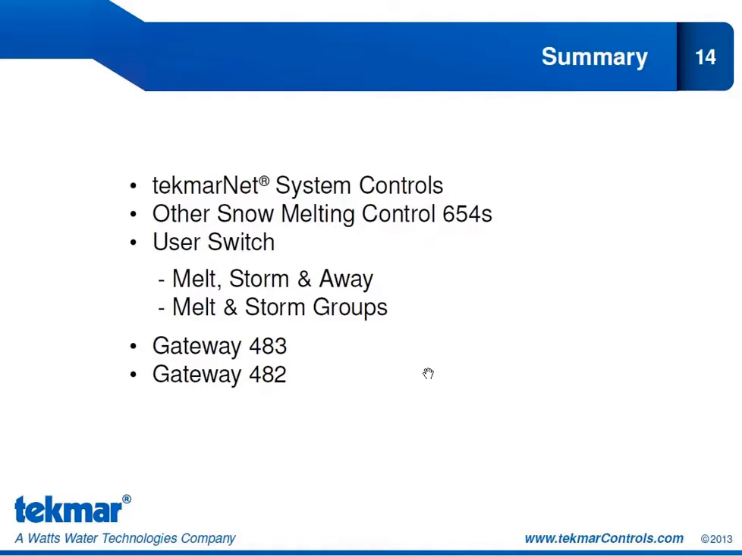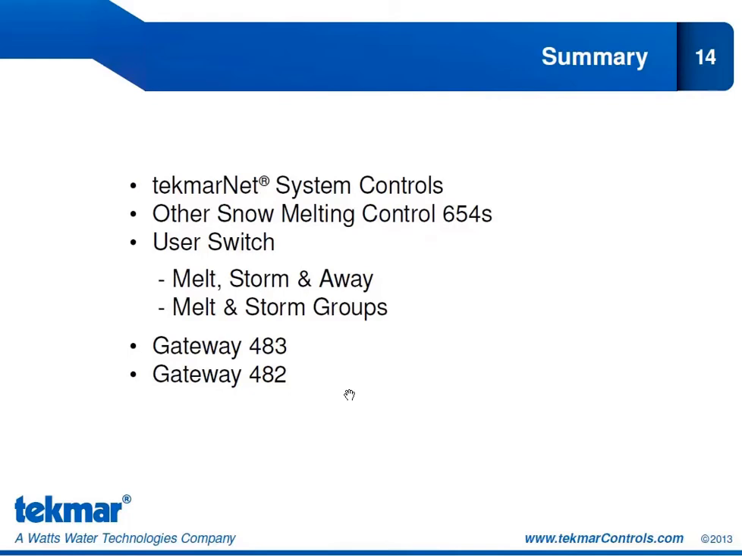We looked at how we can connect to a 483 and what that functionality is. What can you see on the 483? What can you control? You can move it into different scenes, and you can change the temperature. And of course you have the graphing capability if you want to look at long-term trends in your snowmelt system. We can also connect to a gateway 482. So we can incorporate your snowmelt system into the home automation system so that you have added convenience and added functionality from the home automation system.